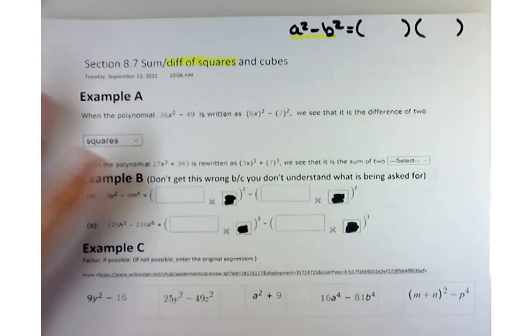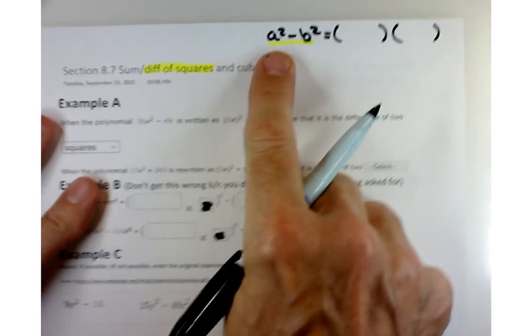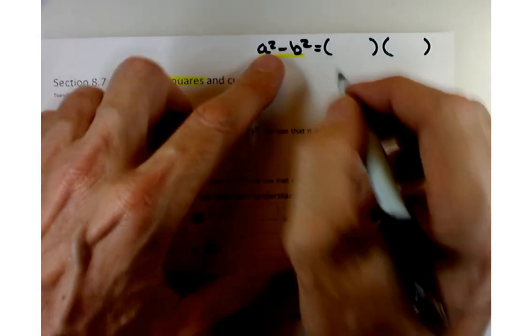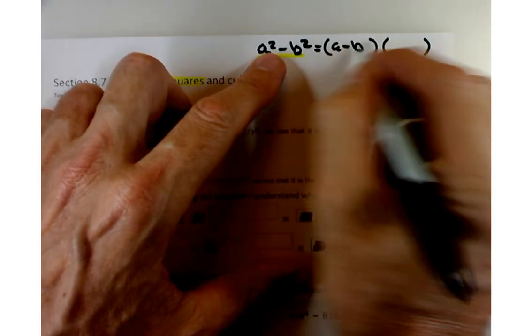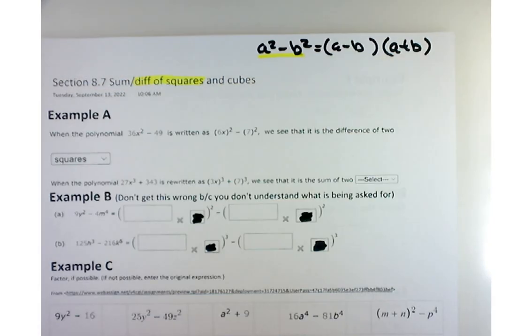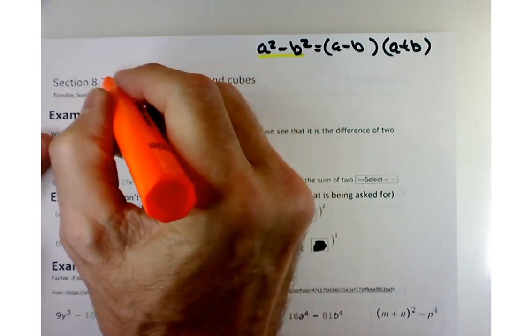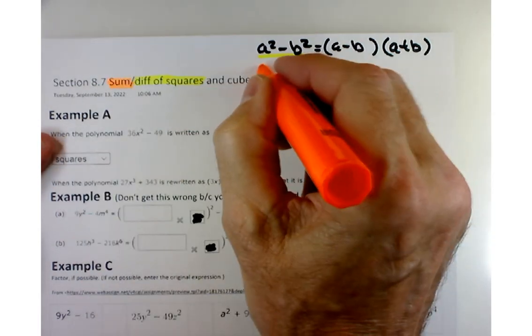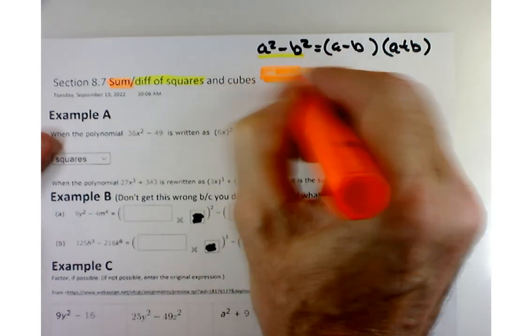And it's pretty simple. If you have a squared minus b squared, that's going to factor into a minus b times a plus b. A very useful, handy factorization. Now that's the difference of squares. We can also look at the sum of squares. What do you suppose the sum of squares is going to look like?